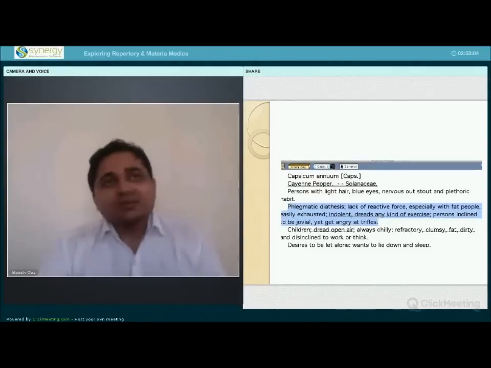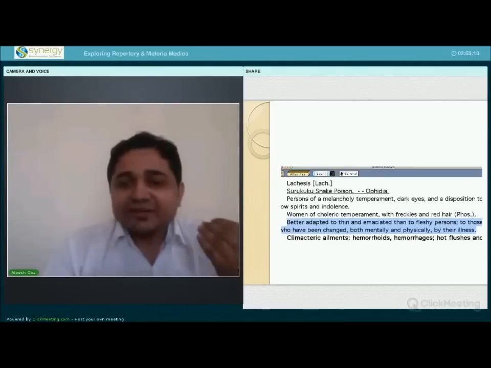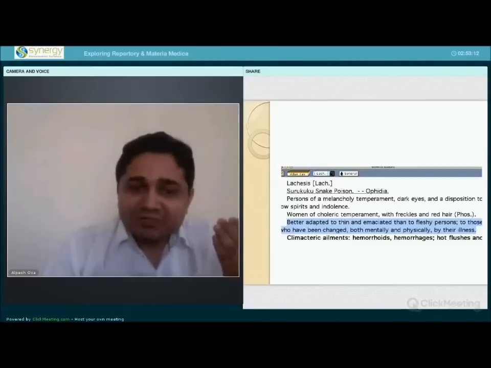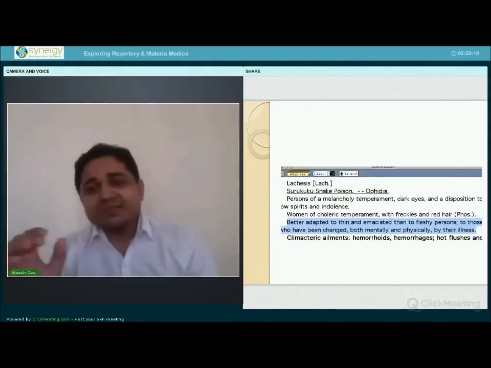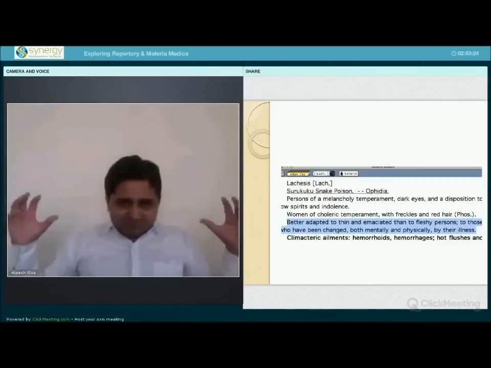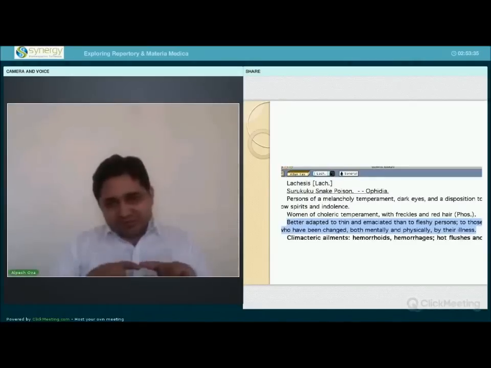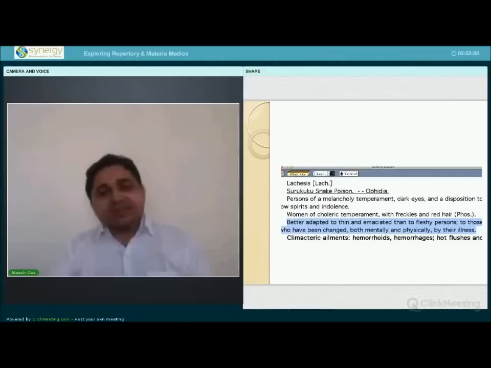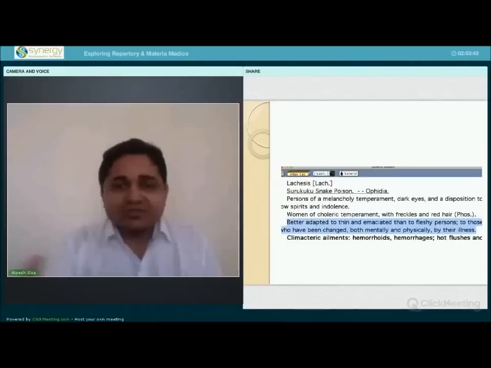So then in Lachesis, if we open Allen's, it is given as better adapted for thin and emaciated or fleshy persons, and those who have changed mentally and physically by their illness. That means a patient who was earlier very much fleshy, active, but after the disease has changed both mentally as well as physically. He has written very beautifully how the personality changes after the illness or after the disease, and that's how we have to study it.